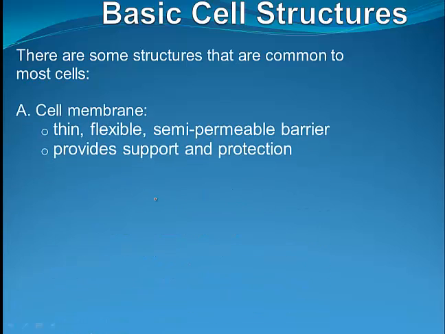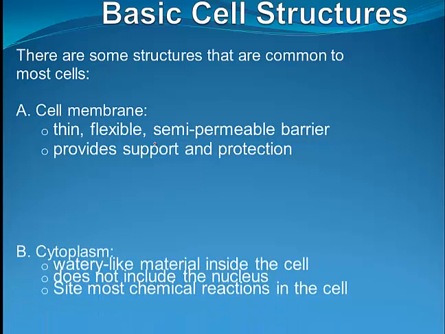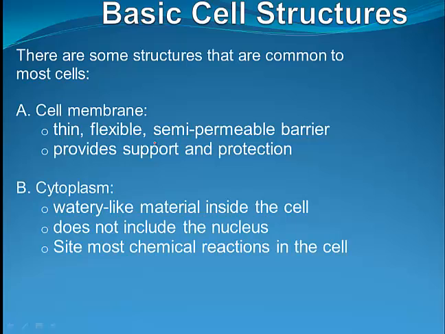All cells have a cell membrane. That is a semi-permeable barrier that provides support and protection for the cell. It goes around the whole outside of the cell. Also, a lot of the cell parts inside of the cell are made up of cell membranes, and these are also called plasma membranes. Cytoplasm is the watery material that's inside of the cell. It's basically all of the different organelles that are in the cell except for the nucleus. What's most important about the cytoplasm is that most of the key chemical reactions for your body take place in the cytoplasm of your cells.